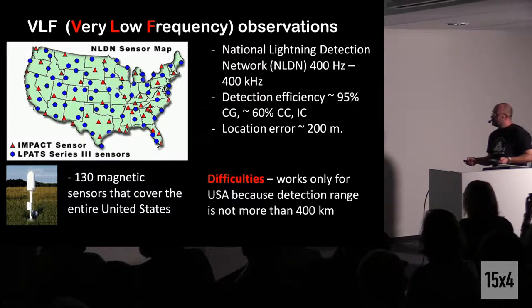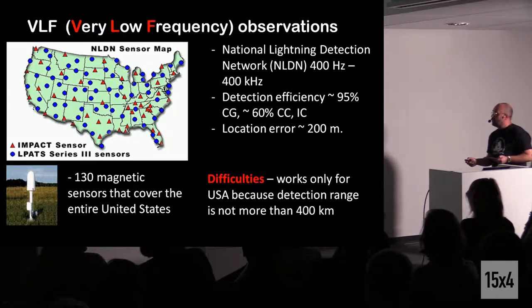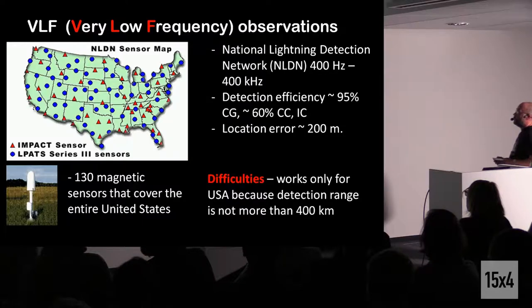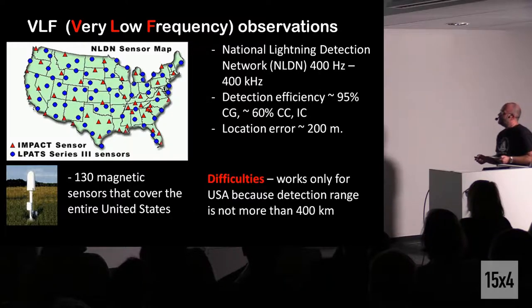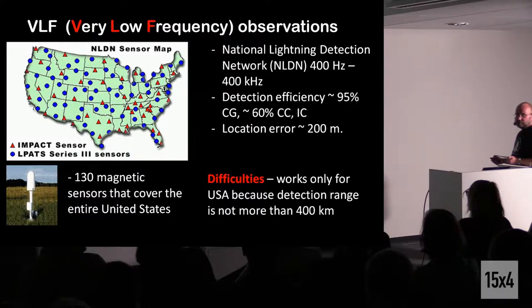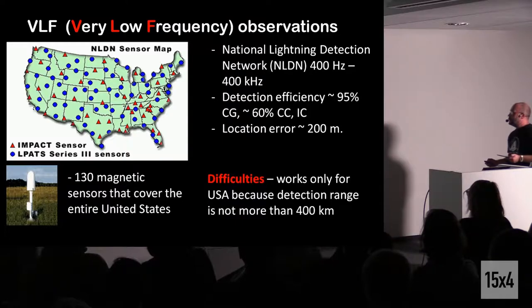There are other possibilities. One of these is using very low frequency radiation. This is an example of one of the best, a masterpiece, very good observation systems: the National Lightning Detection Network of the United States of America. There are 130 sensors located all over the United States. It works in the frequency range from 400 hertz to 400 kilohertz, and each sensor calculates the azimuth of the lightning and the time delay, the exact time of pulses.